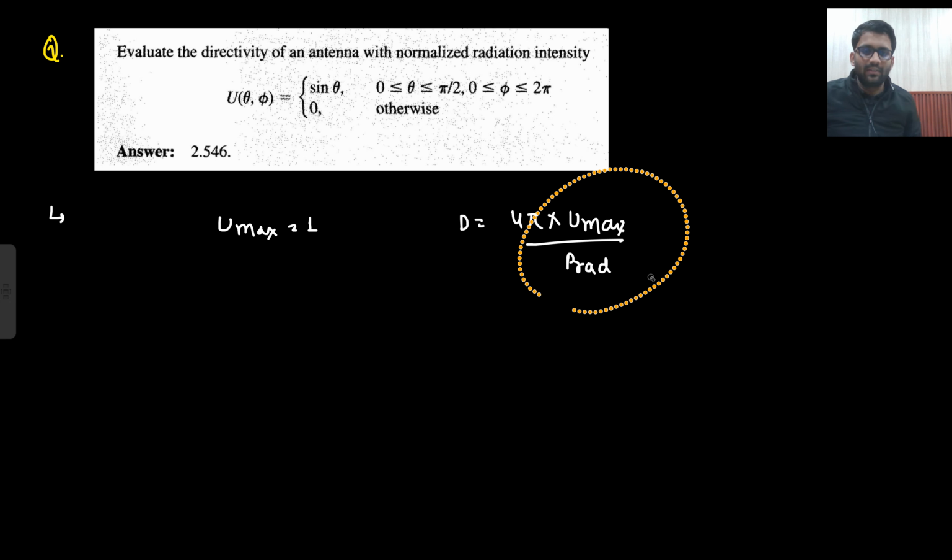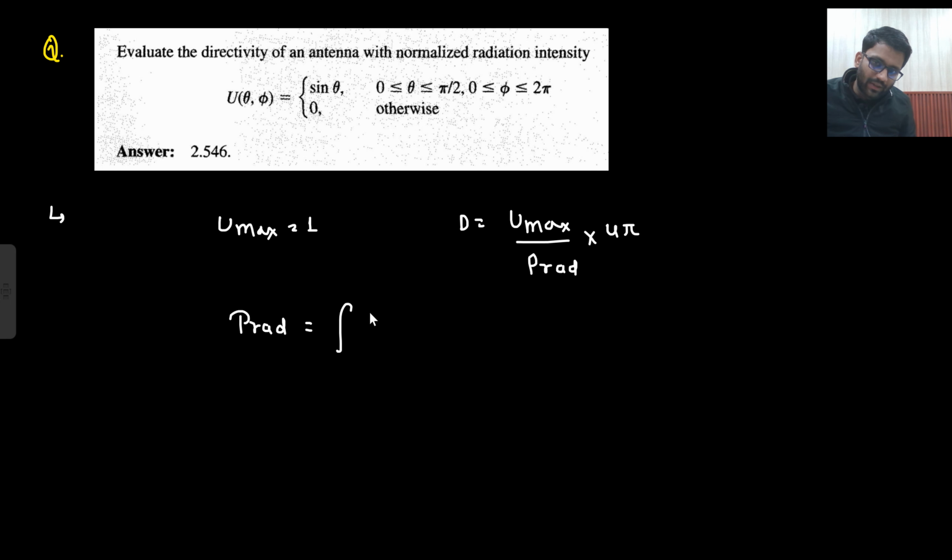I am not writing down the formula because I know what I need to find. I need to find directivity. So what is my directivity? I usually remember the formula as U max divided by P radiated upon 4 pi. So U max divided by P radiated upon 4 pi, right? And can you write down P radiated very quickly?